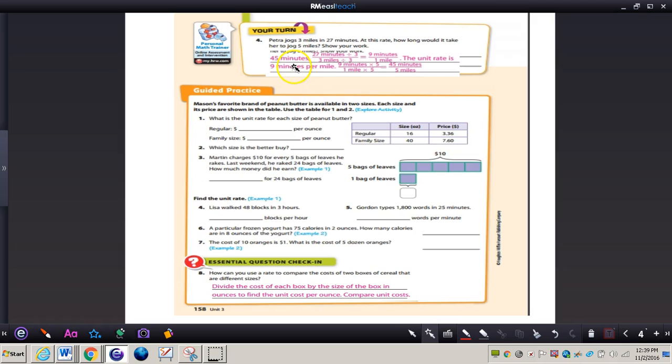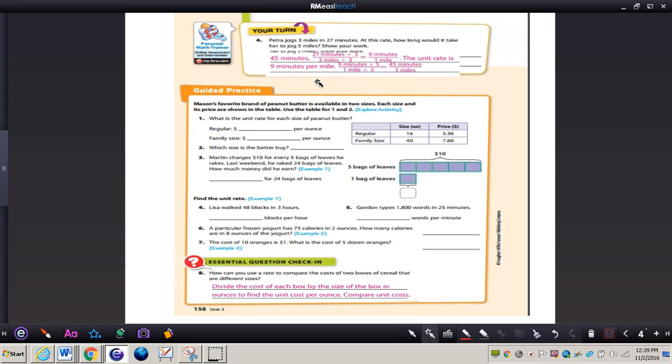It says 45 minutes. If you're showing all your work, we have 27 minutes divided by 3 miles, divided by 3 is 9 minutes. All right, so we can see for the answer here, 45 minutes, 9 minutes per mile, and you can see the work. So the unit rate is 9 minutes per mile for the answer there.